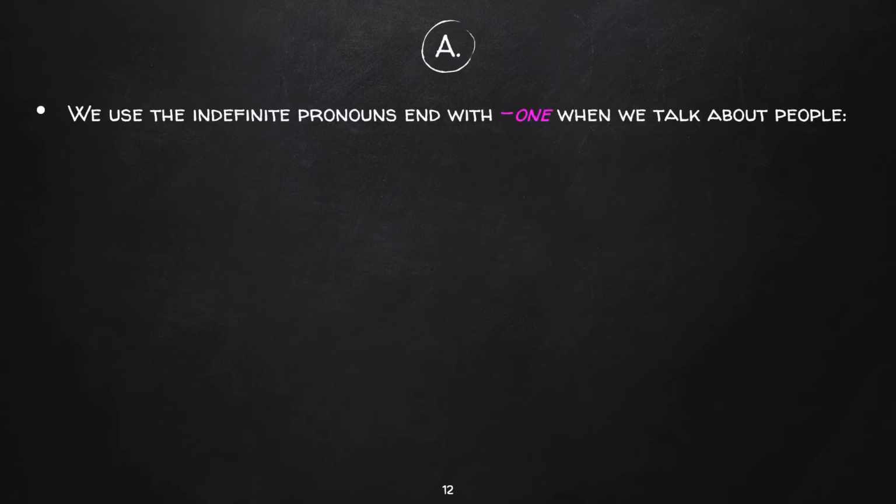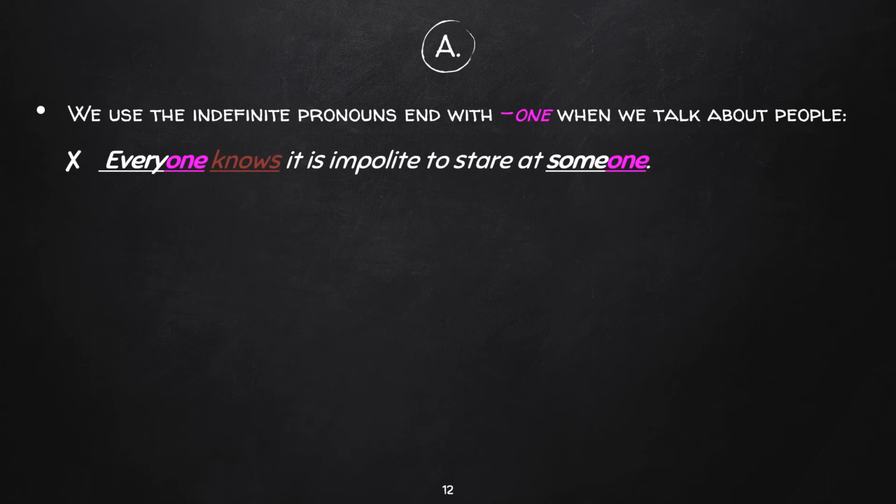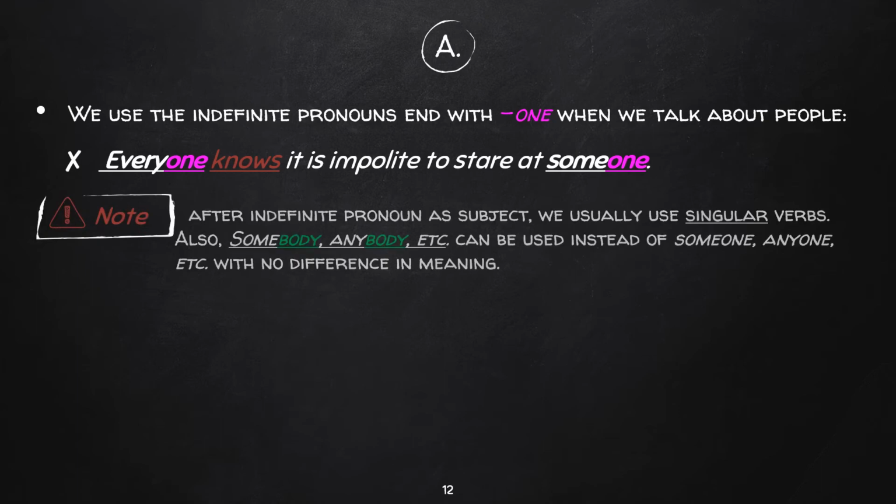We use the indefinite pronouns that end with one when we talk about people. Like for example, everyone knows it is impolite to stare at someone. Note that after an indefinite pronoun as the subject, we usually use singular verbs. In the example above, everyone is the subject of the sentence, so it must be followed by a singular verb. Knows is a singular verb.